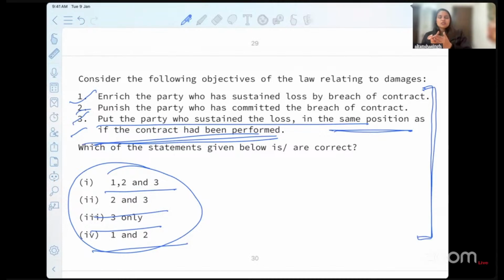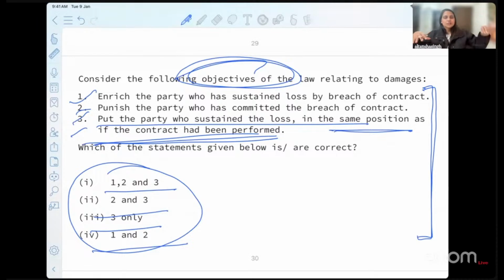We have read sections 73 and 74. We referred to the term penalty today. We have categorized liquidated and unliquidated damages. Now comes the point as to what is the objective of these two provisions. Is it to enrich the party? Is it to take a party to a position by enriching them? Is it to punish the party who has done the wrong? Or is it to put the party who has sustained the loss in the same position as if the contract had been performed?